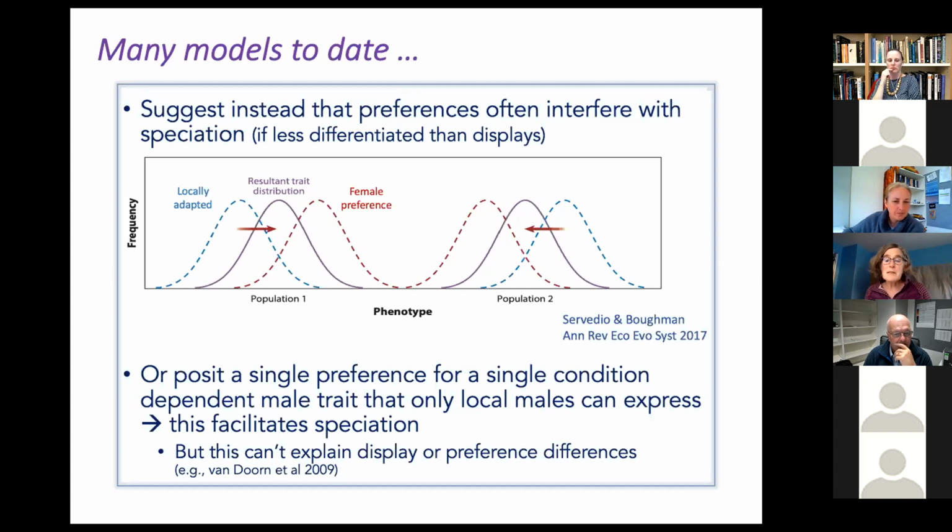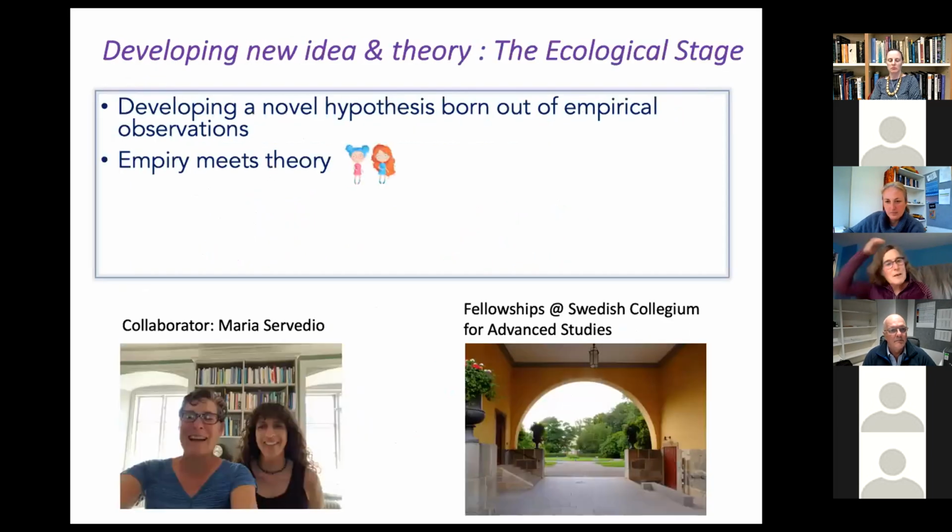So these models say that sexual selection can, in fact, foster speciation, and they've been very influential, but they can't tell us how display or preference come to differ between species. So to address these issues, I worked with a collaborator who's a theoretician, Maria Cervedio, and we developed a model that's really born out of empirical observations and my own observations of watching males and females interact with one another in nature over mating.